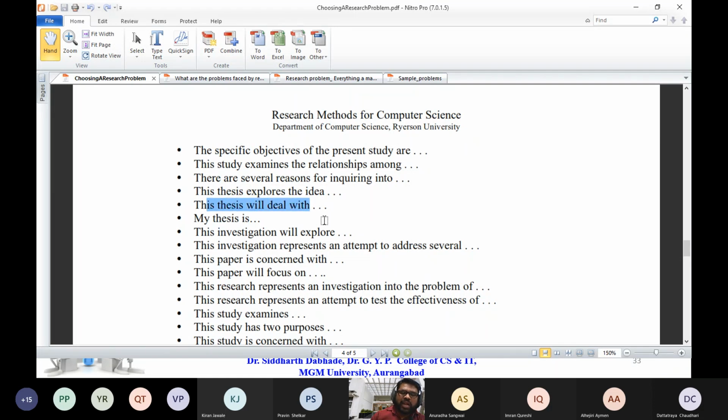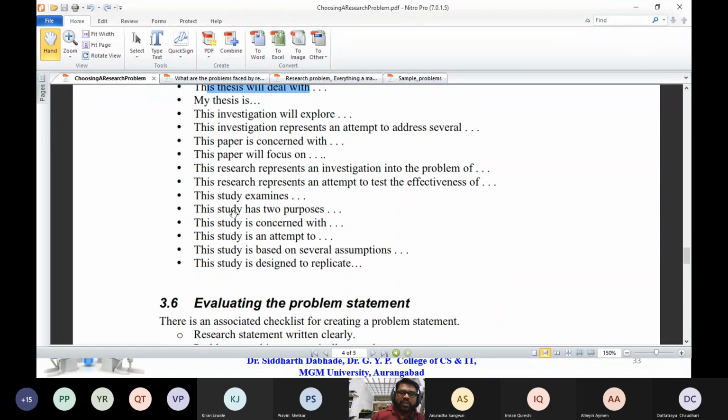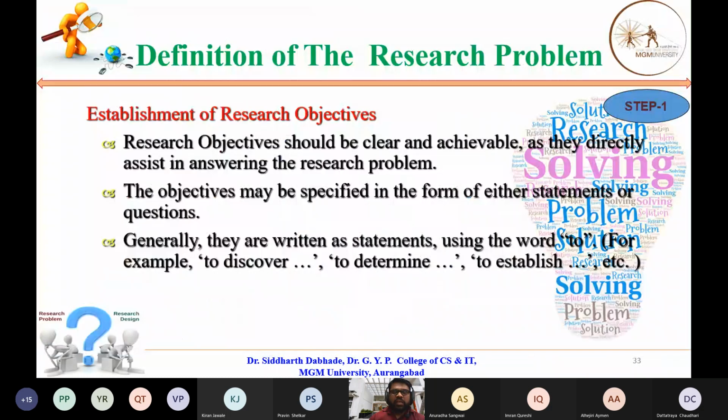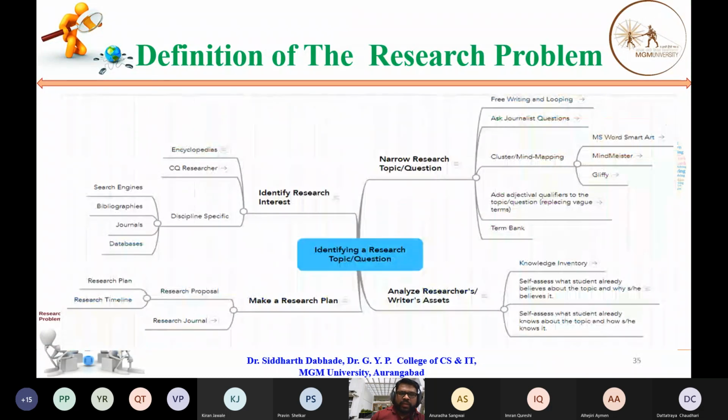My thesis is... The thesis will deal with... The thesis explores the idea. There are several reasons for inquiring into... This study examines... This research represents an attempt to test the effectiveness of... Like this, you need to set the objectives, right? And this is the brain map.